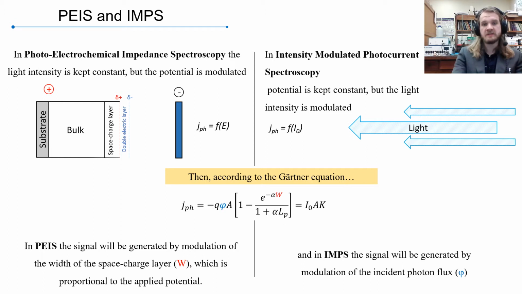In PEIS, the cell is illuminated, but light intensity is kept constant, and the cell potential is being modulated. Conversely, in IMPS, potentiostatic conditions are applied on the cell, and modulation is applied on the light intensity. Then, according to the Gartner equation, in PEIS, the signal will be related to modulations in the width of the space charge layer, and in IMPS to modulations of the incident photon flux.